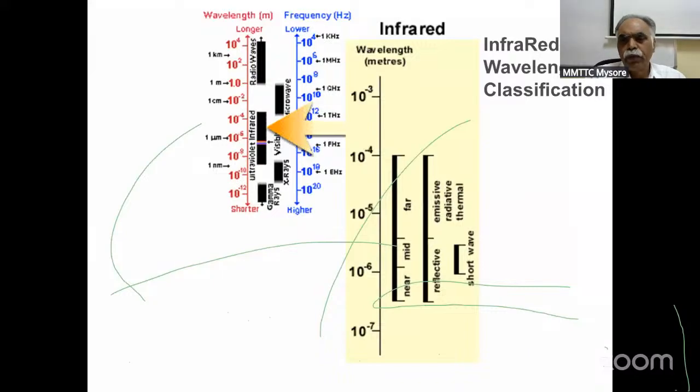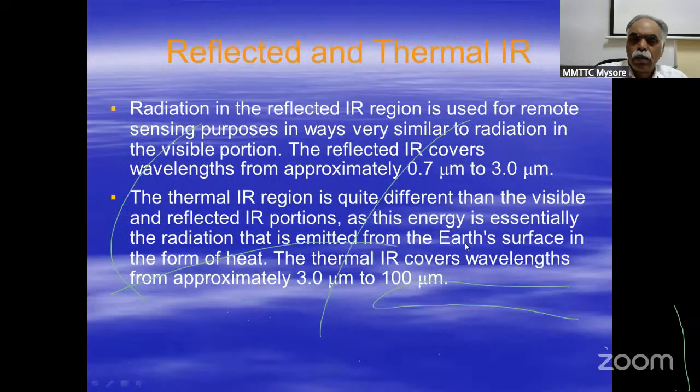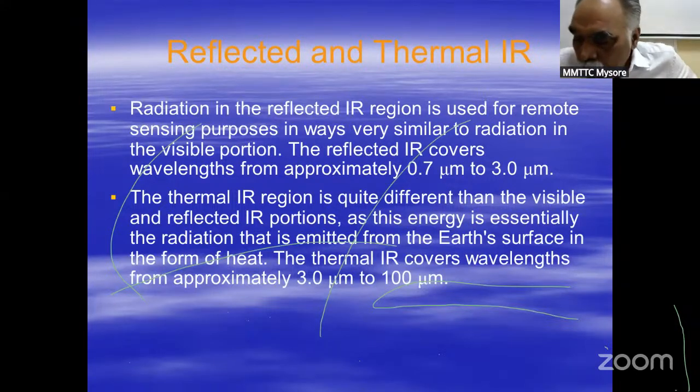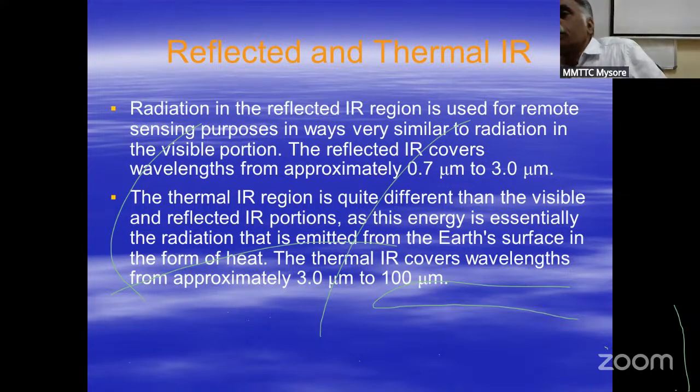So in the infrared, we have the near infrared, mid infrared, far infrared. You can see this near, mid, far, and the reflected and MSU infrared and short waves. The reflected and thermal infrared are most commonly utilized information now. As I told you, this reflected infrared is useful for getting the land information, whereas the thermal information will be providing the climatic information.